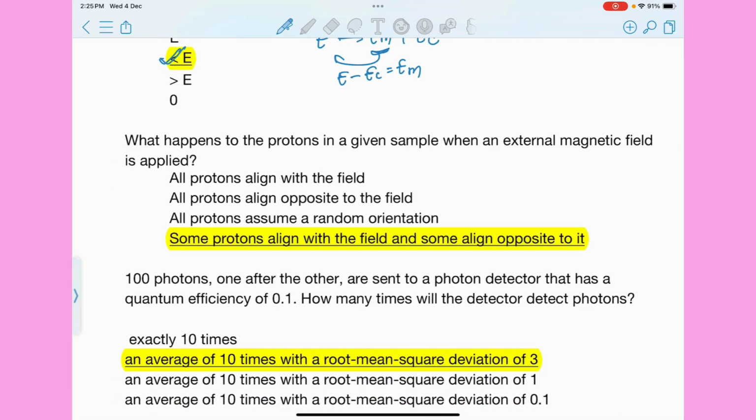Next question says, what happens to the protons in a given sample when an external magnetic field is applied? Again a factual question. We know that some will align to the field and some may not align to the field depending upon the spin they have. Option number 4 is the correct option.